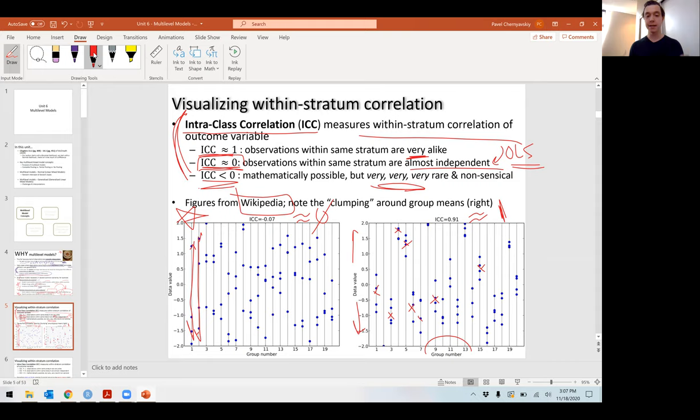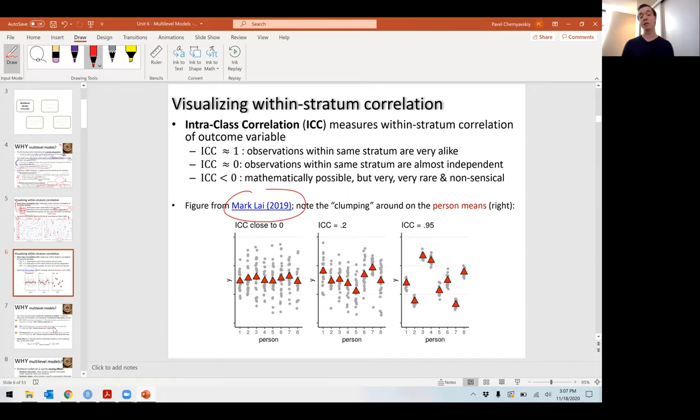Let's look at another example that comes to us from not Wikipedia, comes to us from a professor from Texas A&M University, Mark Lai. So this is a figure from his textbook. So ICC close to zero, again, take a look. There is not as much clumping, right? There's no clumping, I'll call it, around subject means.